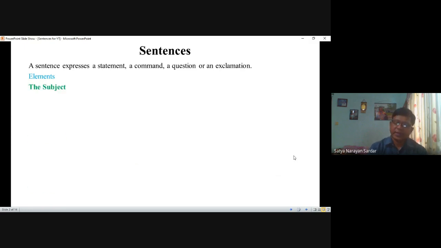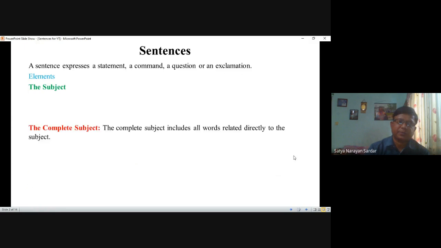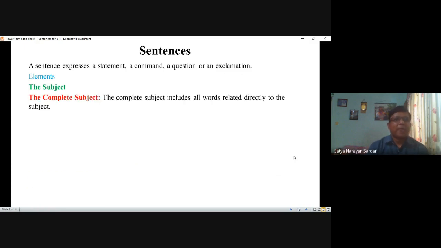Subject. Already I have pointed out subject. A sentence contains a subject. Variations or varieties in the subject. The complete subject. The complete subject includes all words related directly to the subject. For example, Suraj sleeps. In this sentence, Suraj is subject. One of my friends has flown to Australia. Here, four words. One of my friends can be called as noun phrase, but this also is a subject.